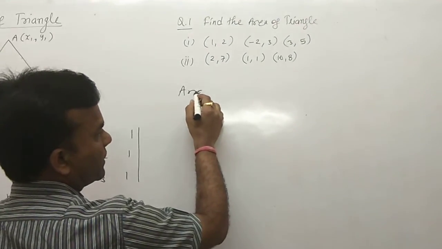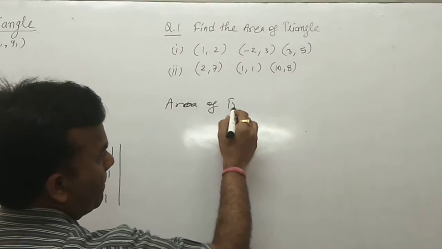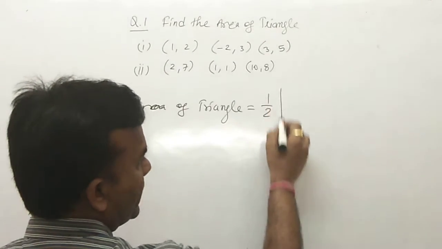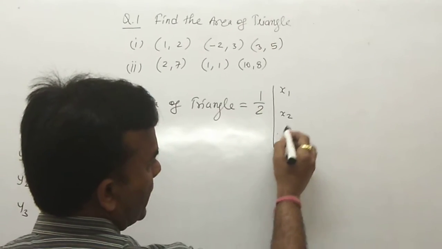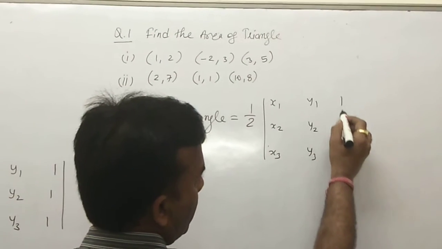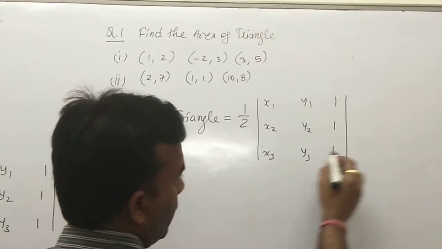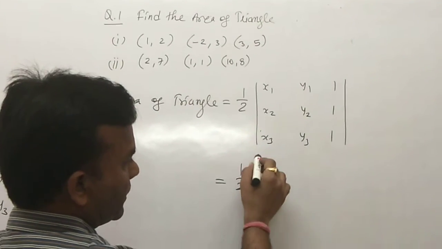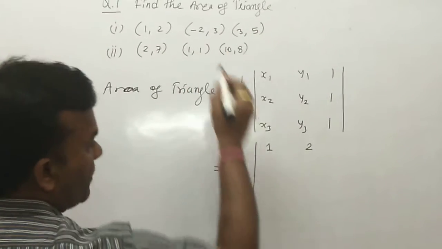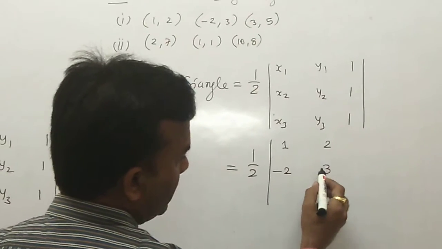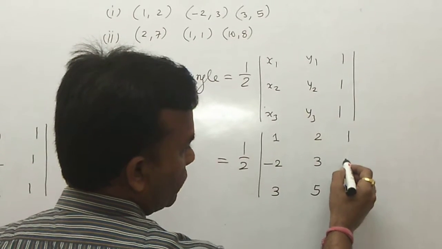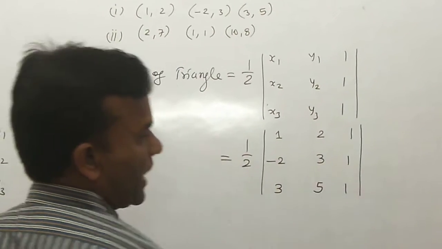You write first the area of a triangle. First you write down the formula, 1 by 2 times the determinant with rows x1 x2 x3, y1 y2 y3, and 1 1 1. Then substitute all elements from the given question: 1 and 2, so write down directly 1 and 2 here. Similarly minus 2 and 3, so you put minus 2 and 3 here. And the third is 3 and 5, so you put 3 and 5, and write 1 1 1 as it is.